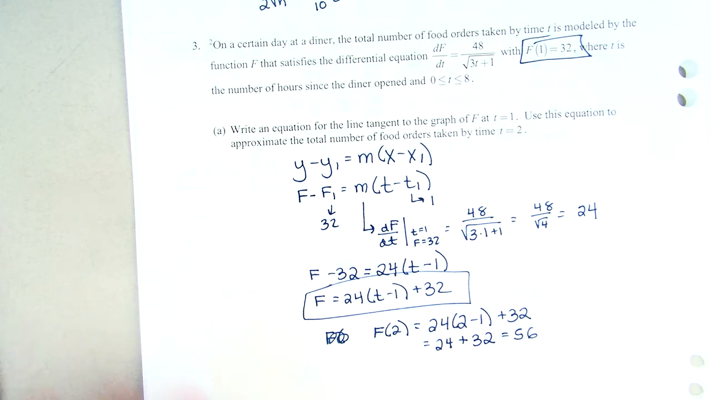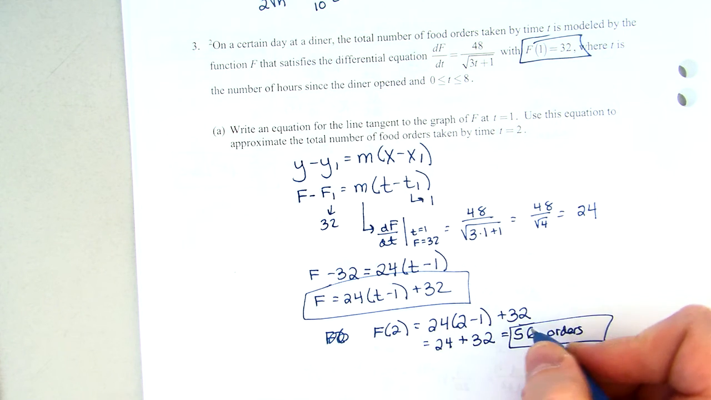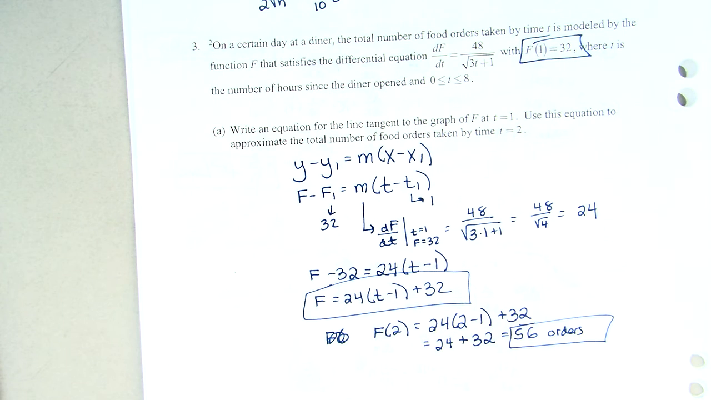What was that? 56 orders. This is not saying that at time 2, they're getting exactly 56 orders. The only way we can find that for real is to actually get a function for f, not a tangent line approximation. But it's a good approximation and took less work probably than separation of variables, which is what part C would ask anyhow.